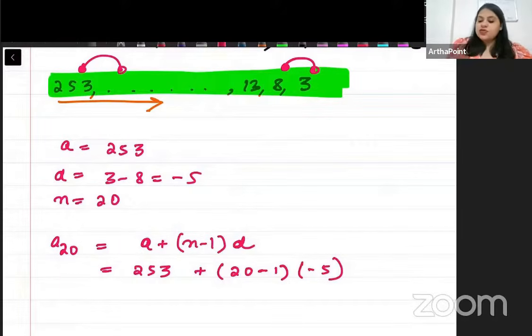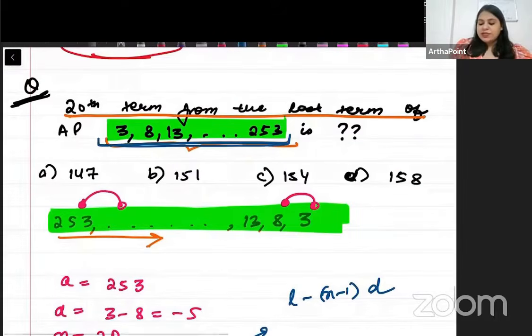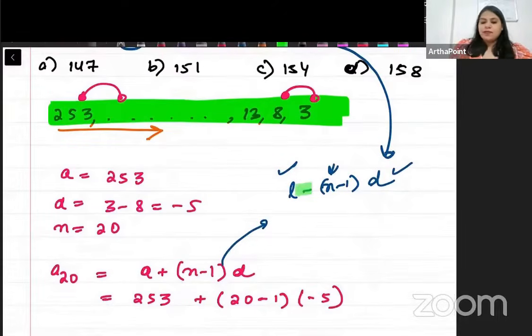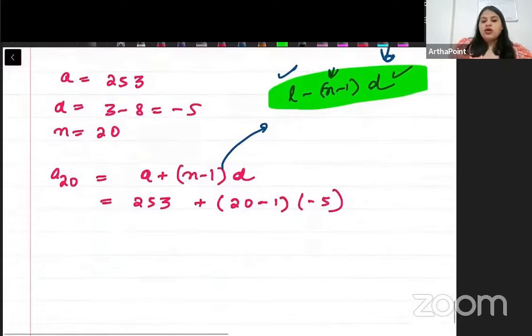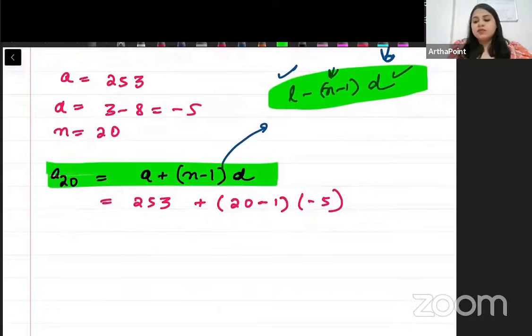The other formula is what I gave you in my lecture, that it is l minus (n minus 1) into d. If you directly apply this on this series, you will get the same answer. The common difference is 5, n is 20, the last term is 253, and there is a negative sign in between. So whether you apply this formula or reverse the series and apply the usual formula, it's the same thing. So beta, solve this.